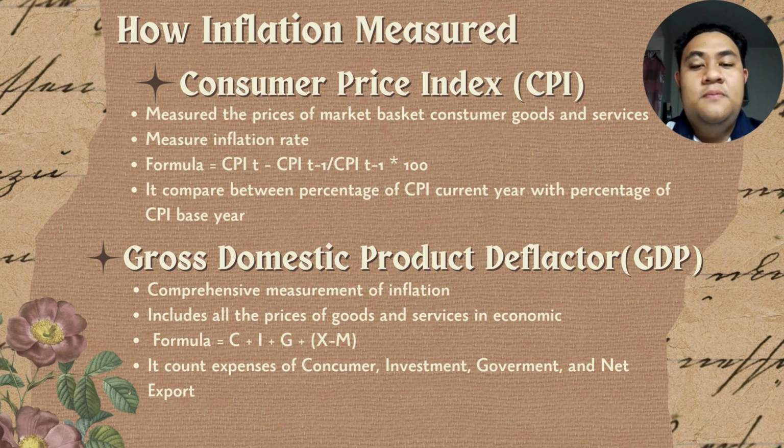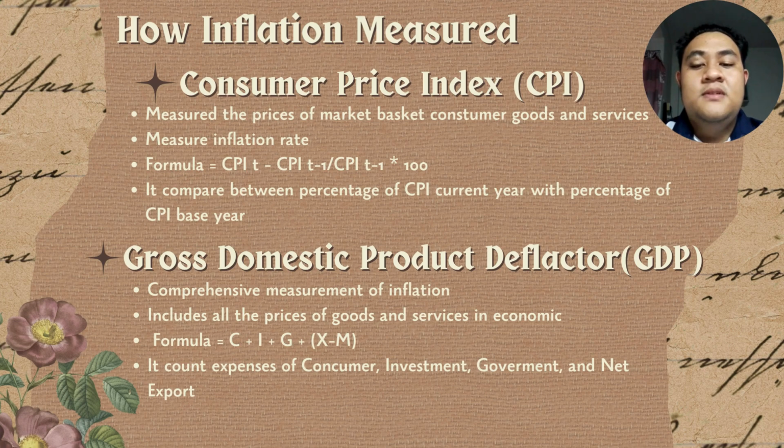I want to talk about how inflation is measured. First, we have the Consumer Price Index, or CPI. CPI measures the price of a market basket of consumer goods and services. Second, CPI measures the inflation rate. The formula for CPI is CPI current year minus CPI base year, divided by CPI base year, times 100. The function of CPI is to compare the percentage of CPI in the current year with the percentage of CPI in the base year.